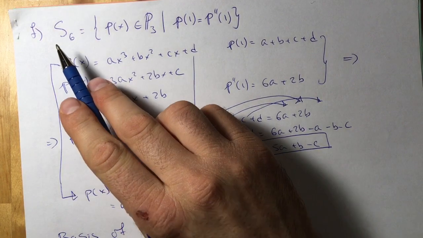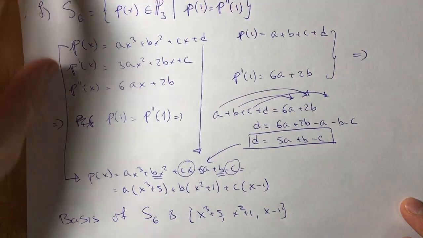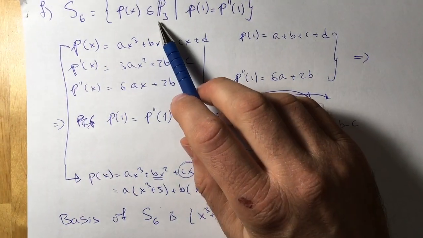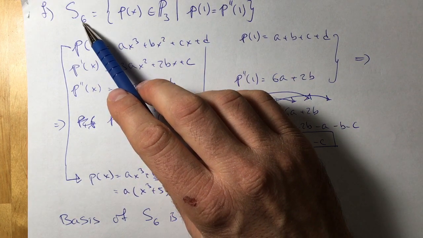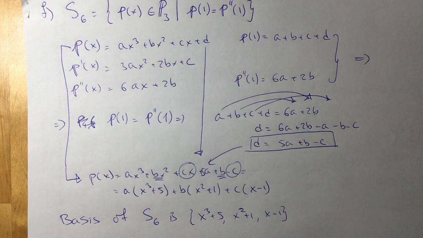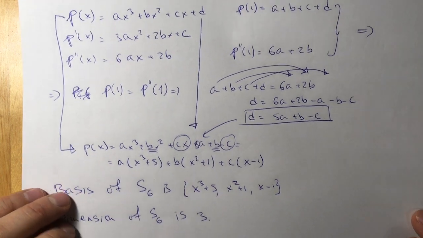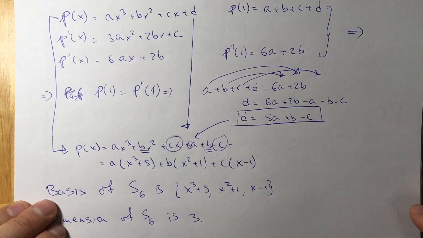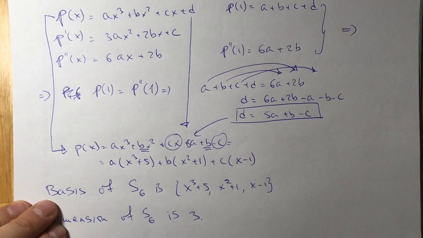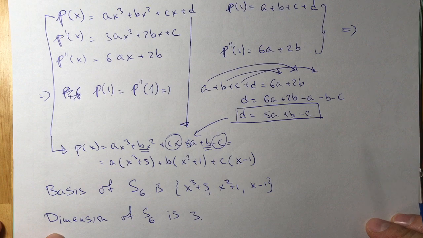Since S6 can be expressed as a span of cubic polynomials, we conclude that S6 indeed is a subspace, and the dimension of S6 is 3, because I have 3 vectors in the basis.